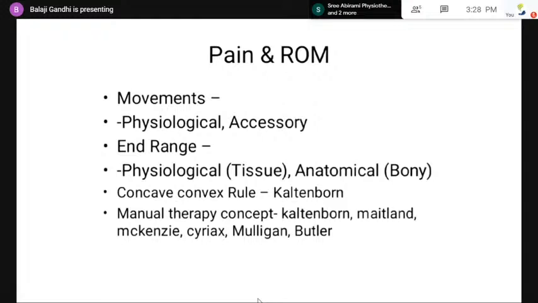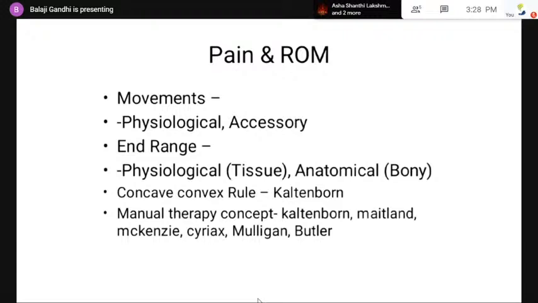That is called the anatomical end range of motion. Elbow extension is an example of the anatomical end range. When you do elbow extension, the olecranon process goes inside the olecranon fossa, and that is the lock. Once locked, bone contacts bone at the end of elbow extension, so there will not be any further range of motion available.